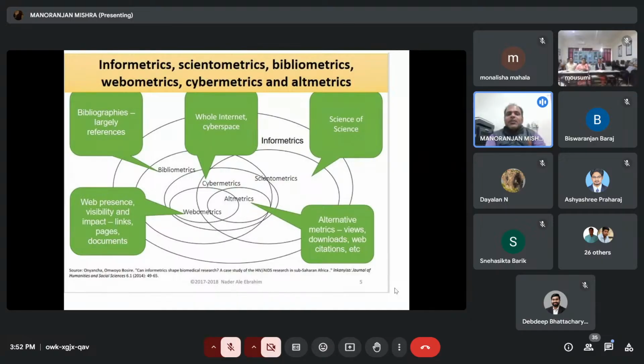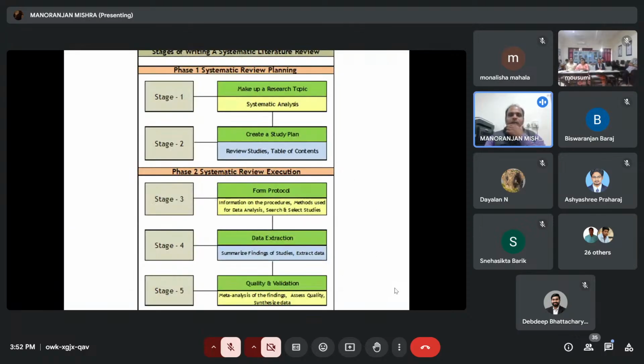And so if I am looking for citations in the coming days, then these are the stages of writing a systematic literature review. As I said, if you are going to write an SLR, the first step, stage one, is to make a research topic. Identify your research problem, define a title, then you go for a systematic analysis. Create a study plan, review study tables of contents.